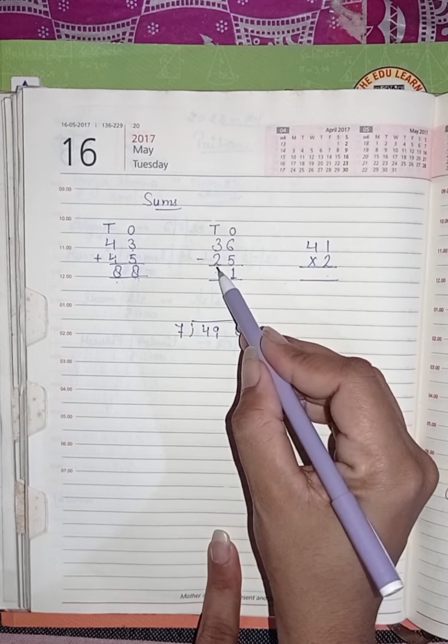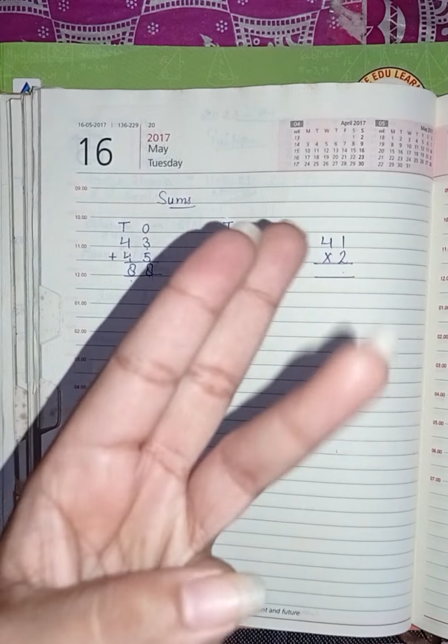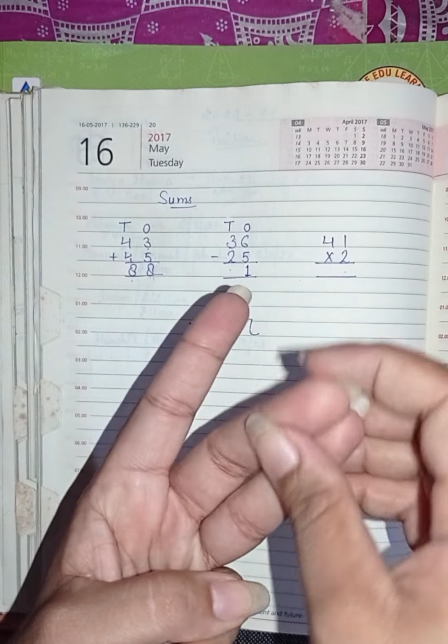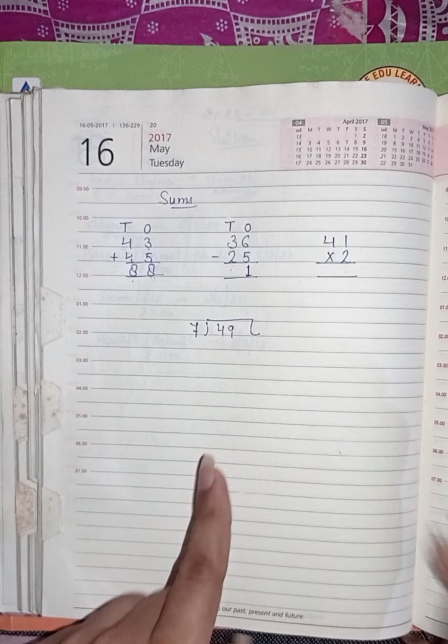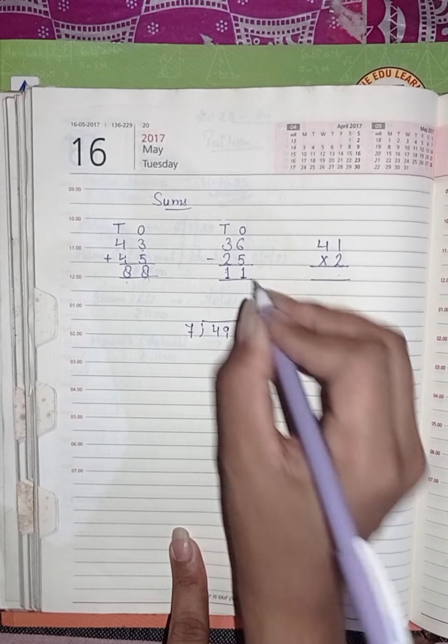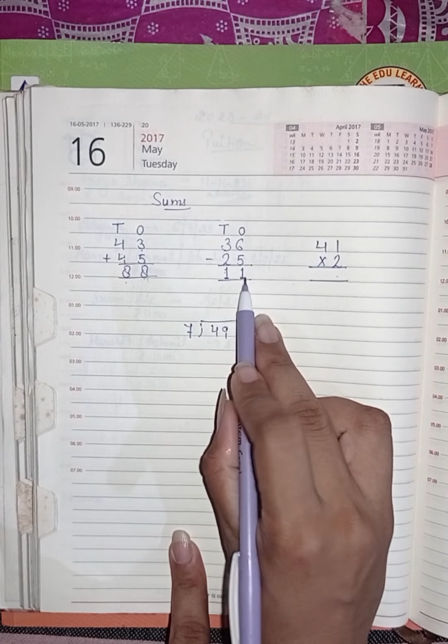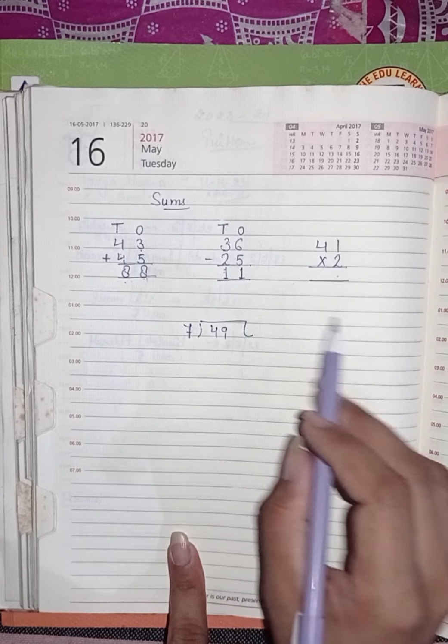Now, subtract 2 from 3. So, open 3 fingers. 2 down. How many are remaining? Only 1. So, the answer is 1 tens, 1 ones, that is 11.